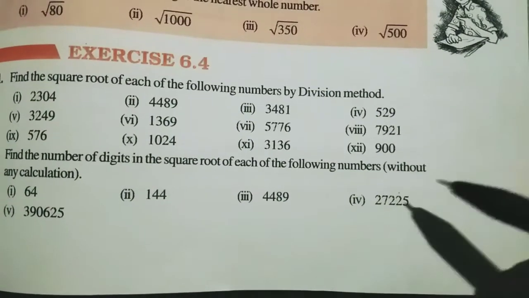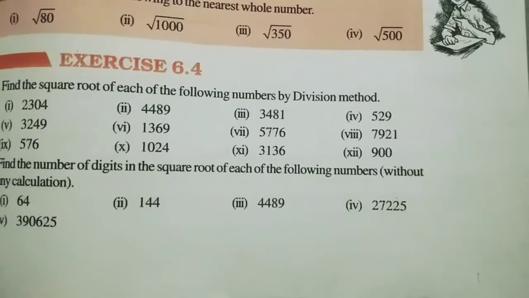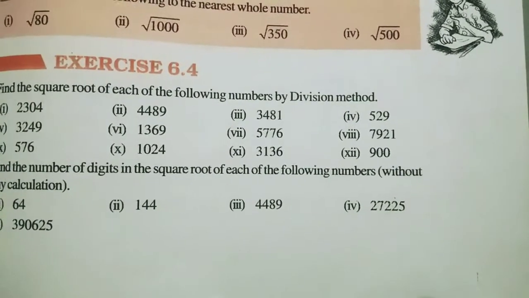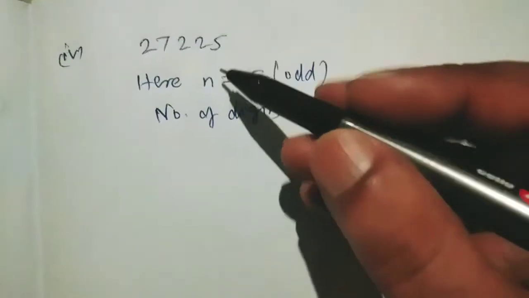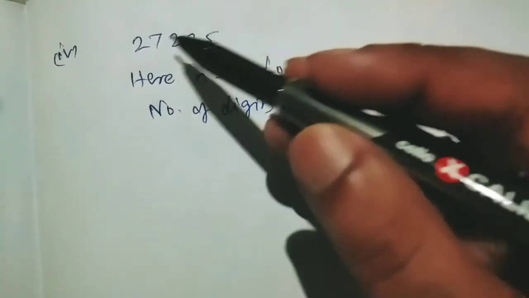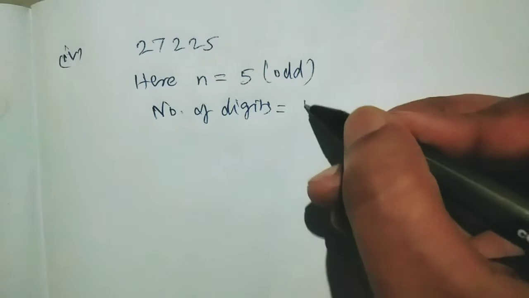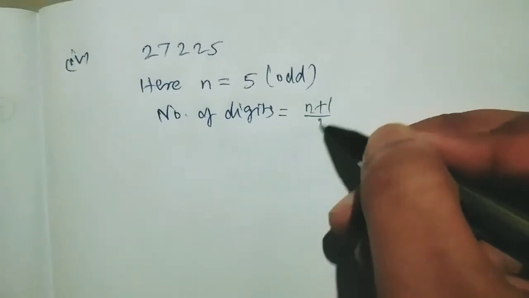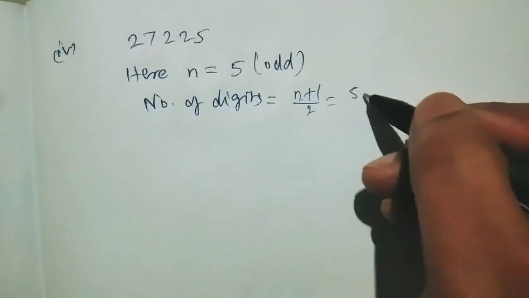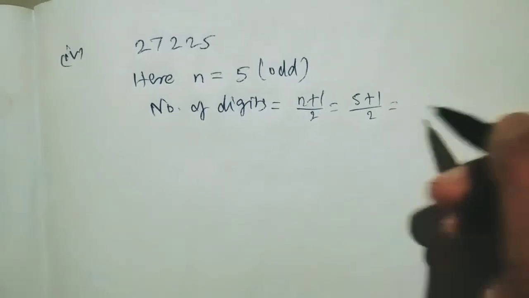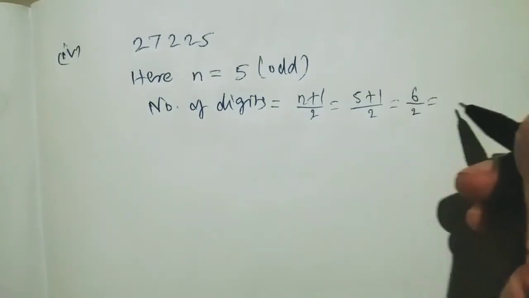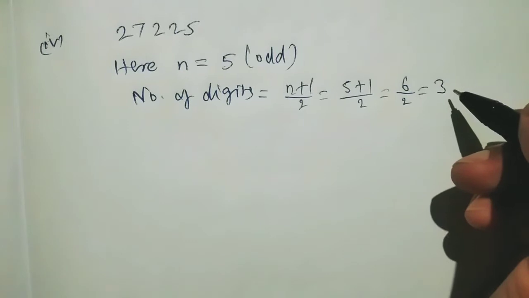Okay, suppose I take this number, 27225. Here students, the number of digits is 5. 1, 2, 3, 4, 5. So 5 is an odd number. So the number of digits formula is n plus 1 by 2. Okay. So n is what? 5. 5 plus 1 by 2. So 5 plus 1, 6. 6 by 2. So it is 3. So the number of digits is 3.